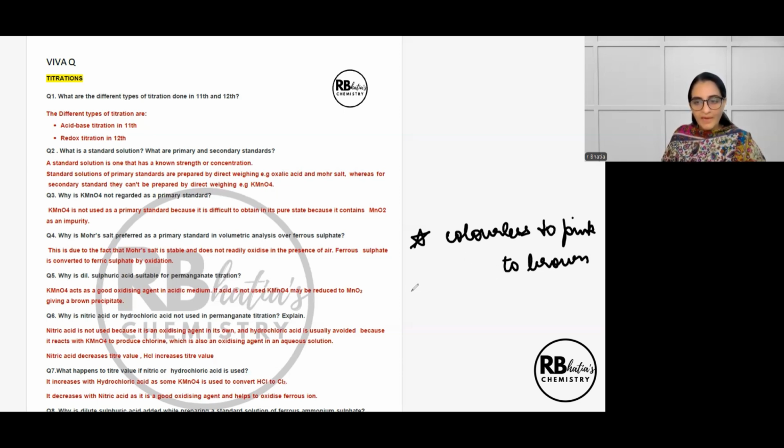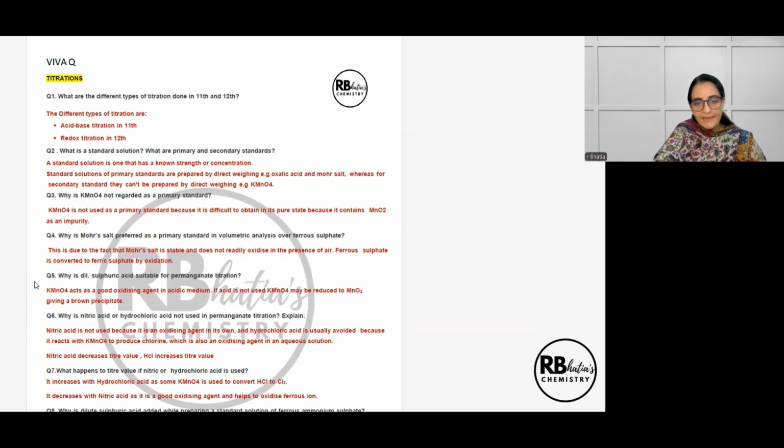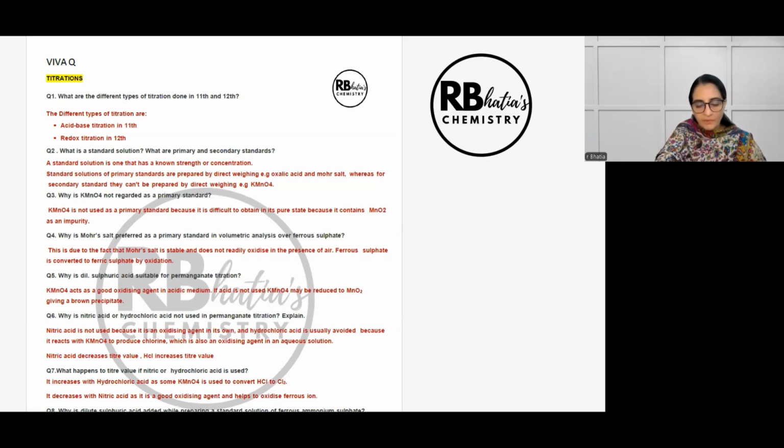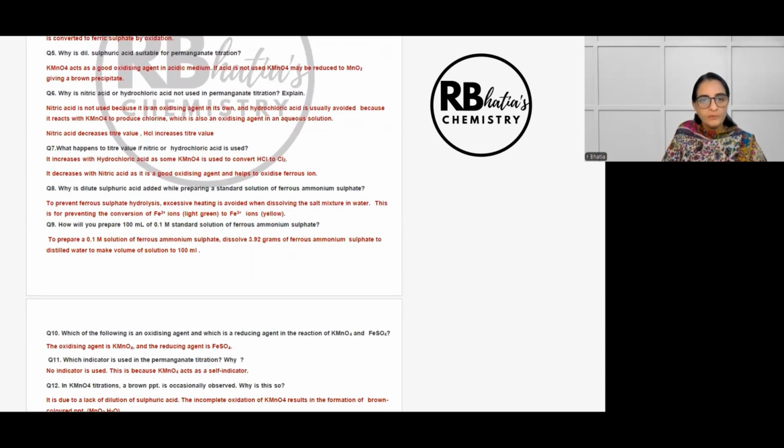And since you've missed adding sulfuric acid, KMnO4 in a neutral medium tends to convert to MnO2. That means MnO2 must have been formed, which is brown in color. Clear? So you must immediately discard that particular reading and take a fresh sample, add dilute sulfuric acid and take your reading again. The next is a very important Viva question. Can we use nitric acid or hydrochloric acid instead of sulfuric acid to create acidic medium? So nitric acid or hydrochloric acid cannot be used to create acidic medium.